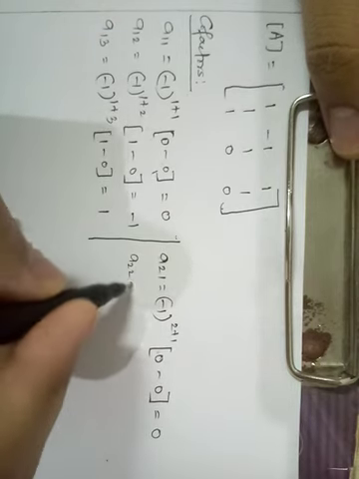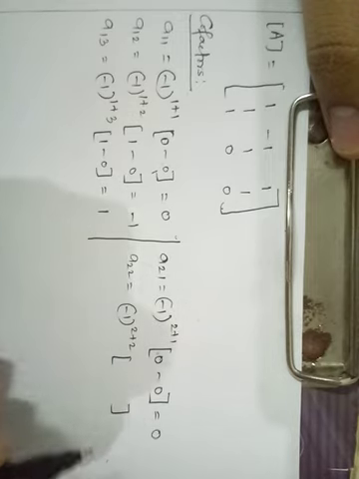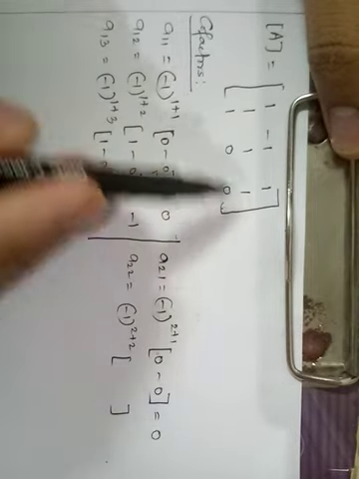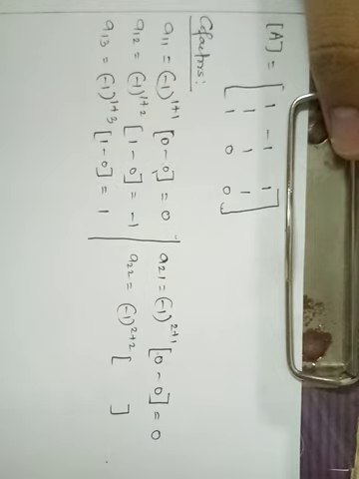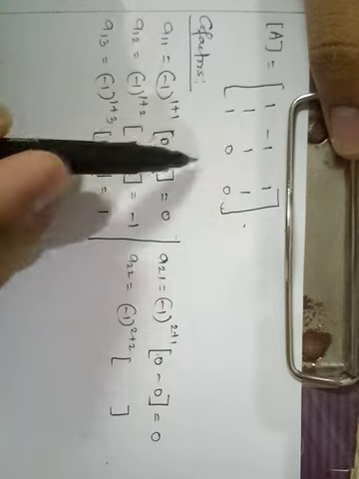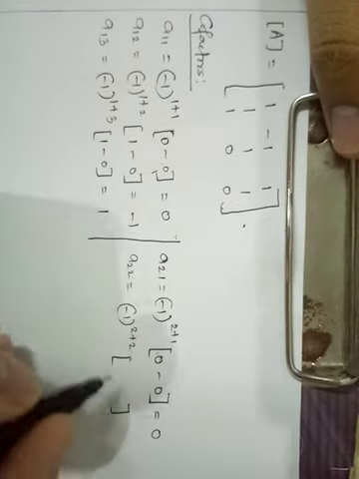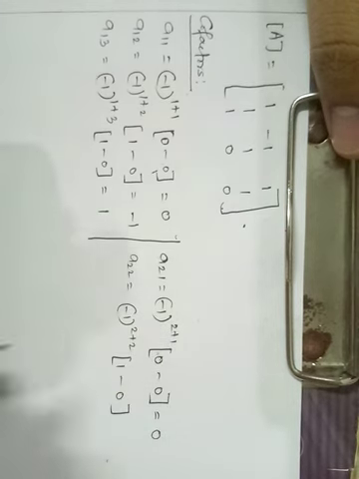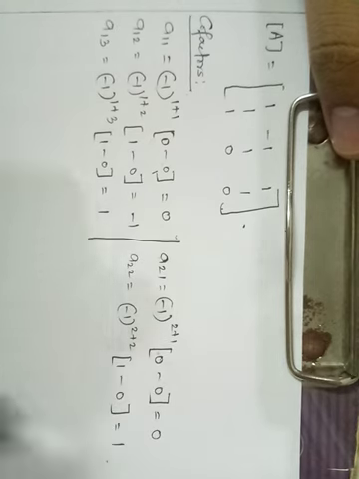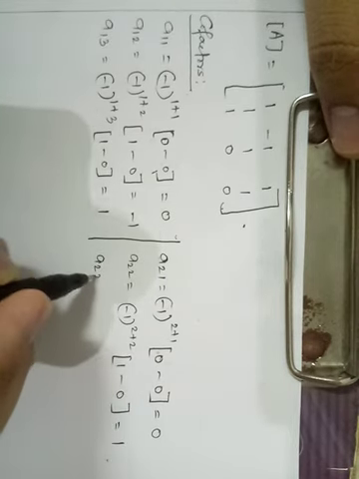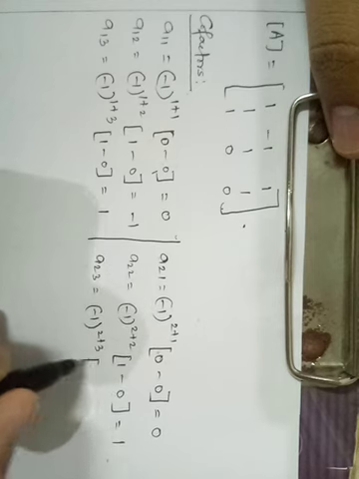So for A22 it is minus 1 raised to 2 plus 2. Strike out the second row and second column, and for the remaining elements you find the determinant. So this I need to remove, this I need to remove. For the remaining elements, 1 into 1 is 1, 1 minus 0, 1 minus 0. So A22 comes out to be 1, and A23 is minus 1 raised to 2 plus 3.